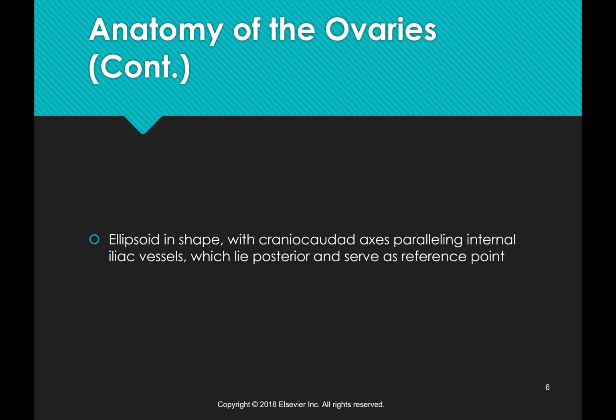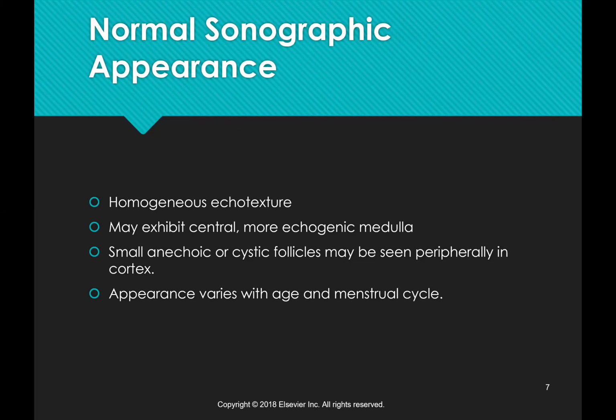They are anterior to the internal iliac vessel, which is going to be your landmark. If you go past when you're scanning and you see the internal iliac vessels, the vein and the artery, but you haven't seen the ovary, most of the time that's your signal that you can't go any further. They should be more midline than that. They're mostly homogeneous. They have small anechoic cystic follicles, which you've identified one of on your test, and their appearance varies with age and menstrual cycle.